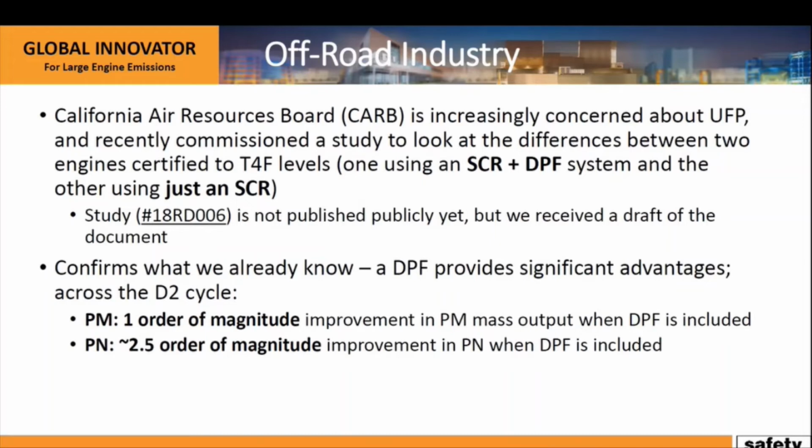The results were that for PM emissions, speaking for mass specifically, there's about an order of magnitude of improvement when a DPF is used versus when it is not, even though it's meeting the Tier 4F requirements. And for particle number, and this will be a trend, you will see the impact is even larger. There's a 2.5 order of magnitude improvement there when a DPF is used.